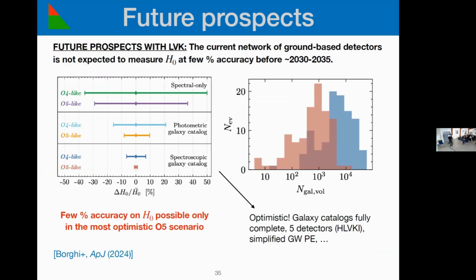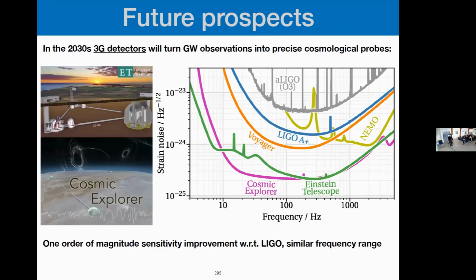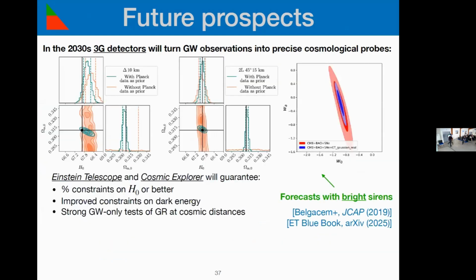Okay, this was for current detectors. Let's go even more into the future. We will have Einstein Telescope and Cosmic Explorer, hopefully. That is one order of magnitude improvement with respect to current detectors. And of course, with these kinds of detectors, you can do what I would call precision gravitational wave cosmology. So here are some of the recent analyses.